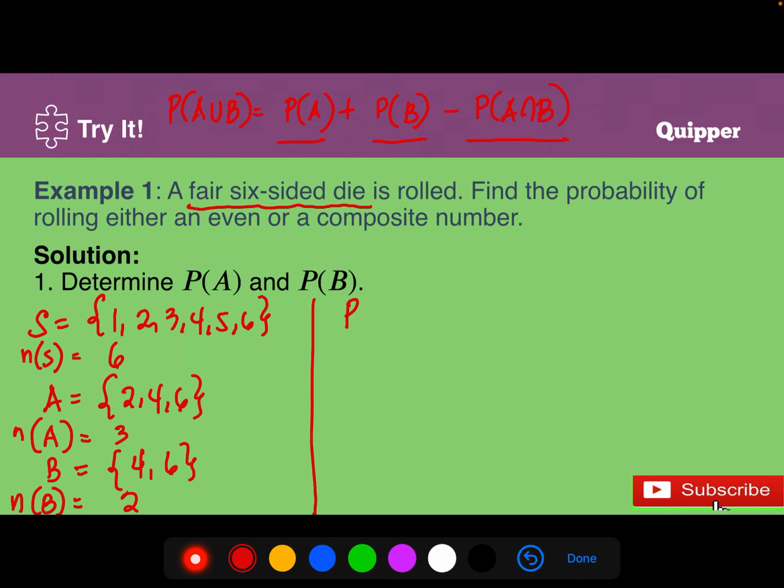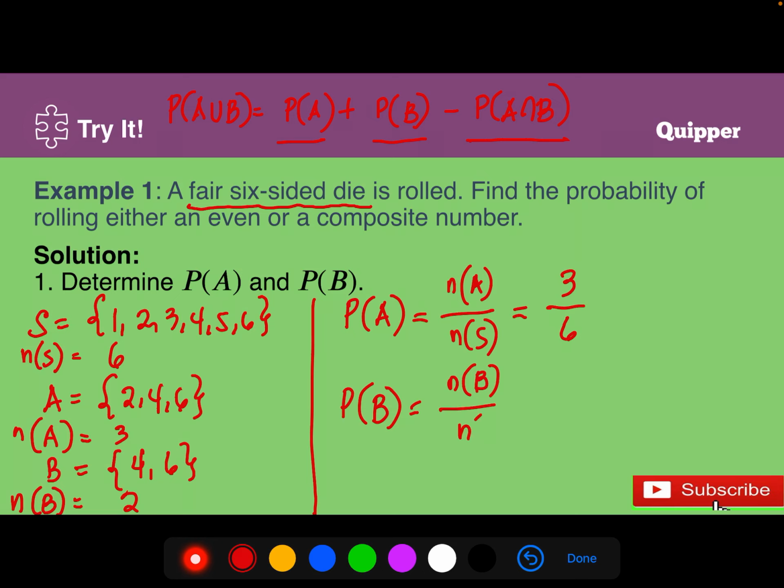Now finding the probability of A, that is n of A over n of S. Our n of A is equal to 3. Then the cardinality of the sample space is 6. So we have 3 over 6. Then the probability of B, that's n of B over n of S. That is 2 out of 6. Please take note of this, 3 over 6 and 2 over 6.